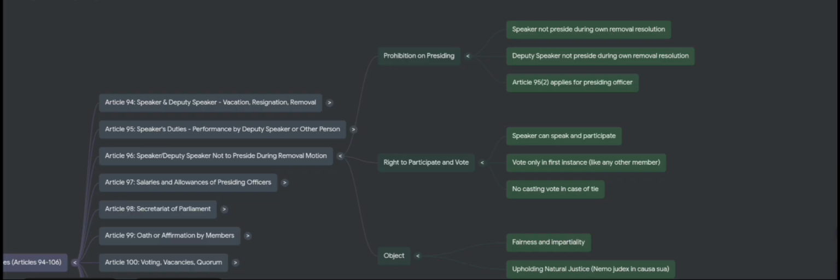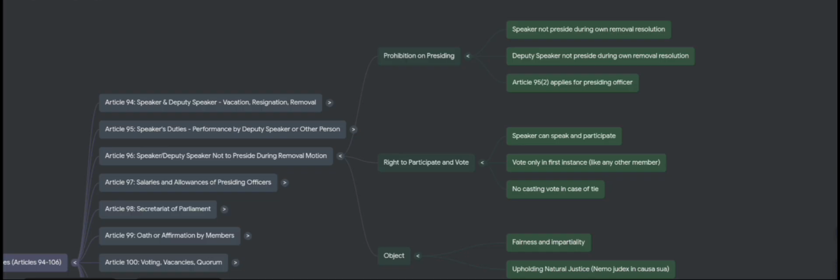Imagine the votes are equal. If the speaker had a casting vote, they could effectively vote to keep their job. This provision removes that possibility entirely, ensuring the outcome is determined solely by the majority will of the House, without any procedural advantage for the person under scrutiny. It cements impartiality. This article is a brilliant example, really, of how our Constitution embeds principles of natural justice right into the heart of parliamentary procedure, even when it comes to its highest offices. It protects fairness and ensures accountability, making sure the process itself is beyond reproach.